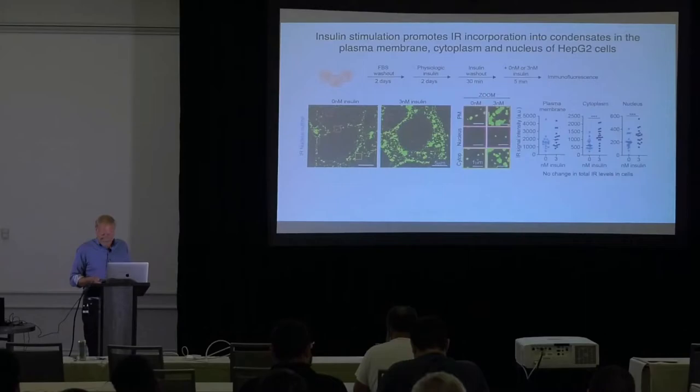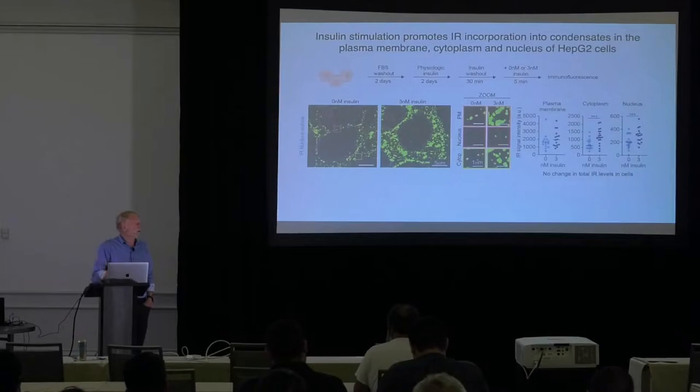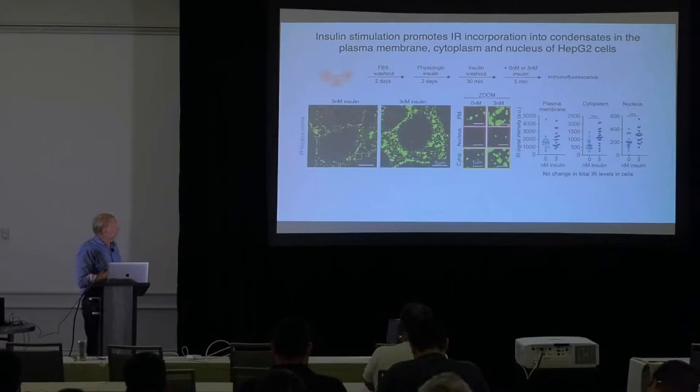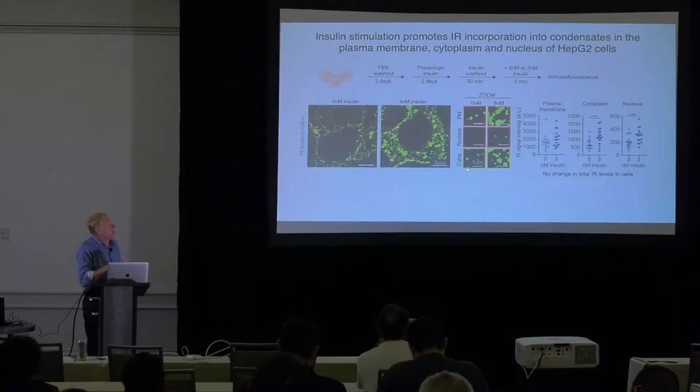So let me show you a little bit of the data. And I'm showing you just a tiny fraction of the data this remarkable team collected. What we're looking at here now are HepG2 cells. And we selected HepG2 cells because it's a hepatocyte line that allows us to do genetic manipulation and explore various perturbations. So what we're doing here is we're taking these HepG2 cells, we're putting them in an environment where we begin with no insulin, we give them an acute stimulus of a physiological level of insulin, and we look at the signal that's produced at the plasma membrane, the nucleus, and the cytoplasm.